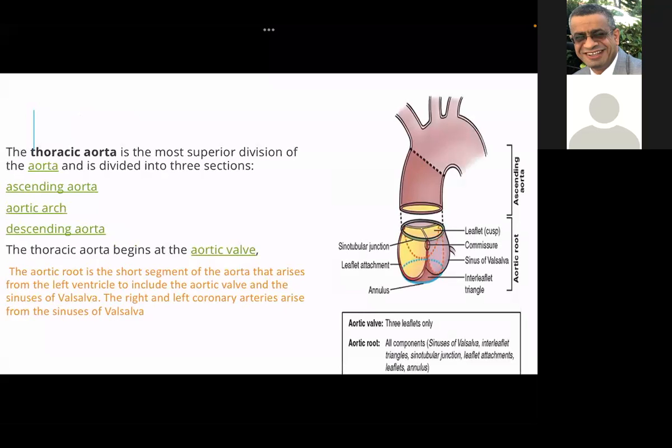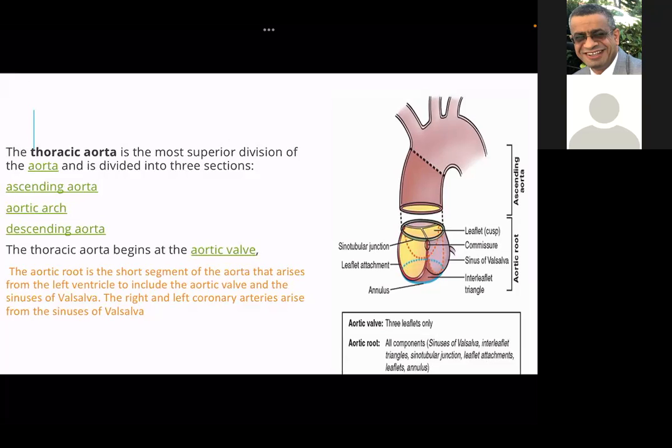The thoracic aorta is the most superior division of the aorta, and it is divided into three sections: ascending aorta, aortic arch, and descending aorta. The thoracic aorta begins at the aortic valve. The aortic root is a short segment of the aorta that arises from the left ventricle to include the aortic valve and the sinuses of Valsalva. The right and left coronary arteries arise from the sinuses of Valsalva.